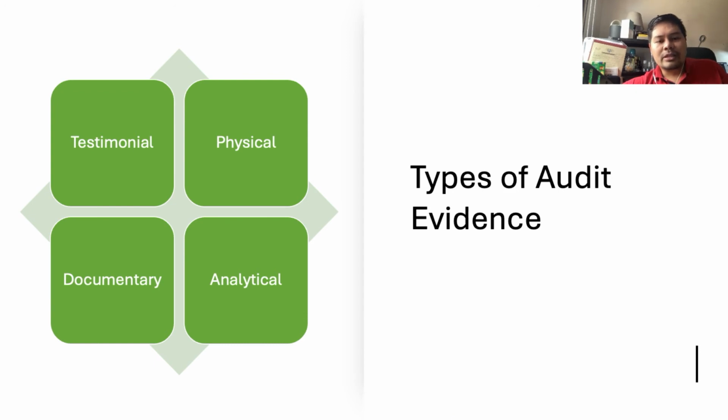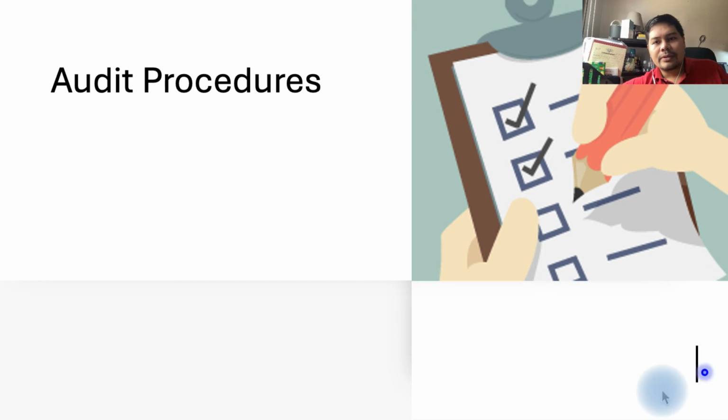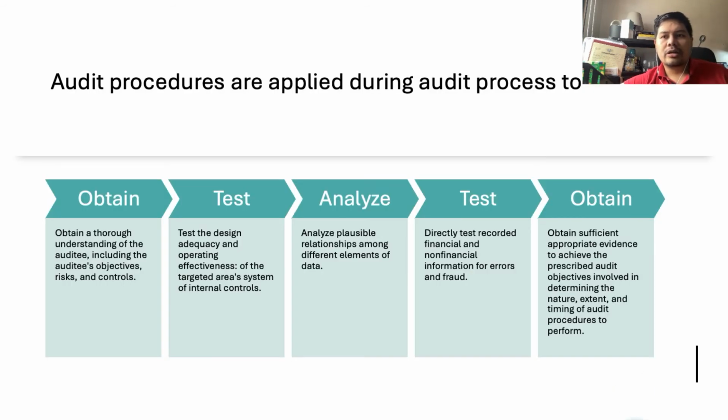Now we go to the audit procedures. Okay. So in here, audit procedures are specific tasks performed by the internal auditor to gather the evidence required to achieve the prescribed audit objective. Okay, so basically you lay down the task that needs to be performed by the internal auditor in order to achieve the audit objective. They are applied during the audit process to first obtain a thorough understanding of the auditee, including audit's objectives, risk, and controls. So it's more of really understanding the auditee itself and some of the related objective, risk, and controls present over that audit client.